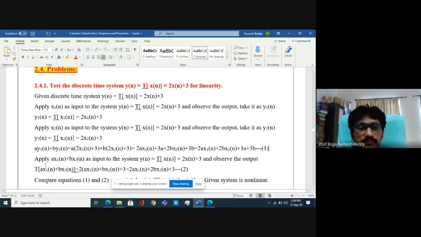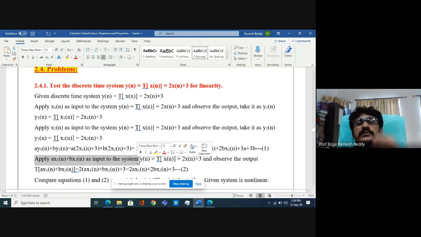Now apply a into x1 of n plus b into x2 of n as input to the system. In a linear system, what are we doing? Initially we give x1 of n as input to the system, observe the output and take that output as y1 of n. The next step is apply x2 of n as input, observe the output and take it as y2 of n. Now take the linear combination of those two inputs, that is a x1 of n plus b x2 of n, as input to the system and observe the output.